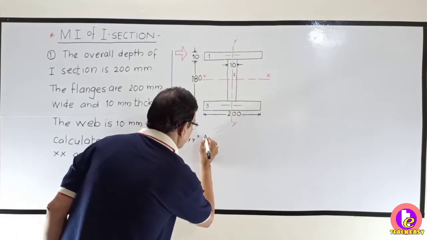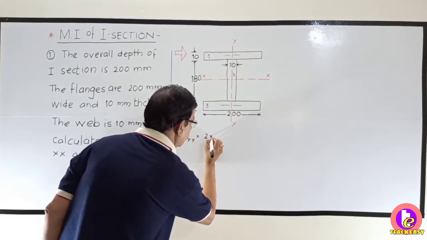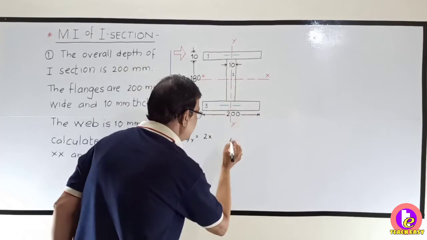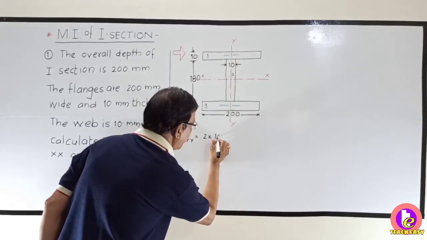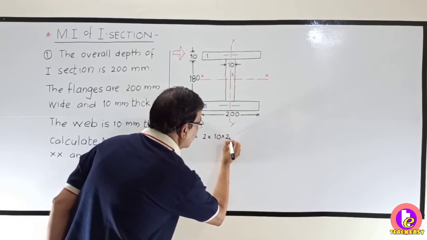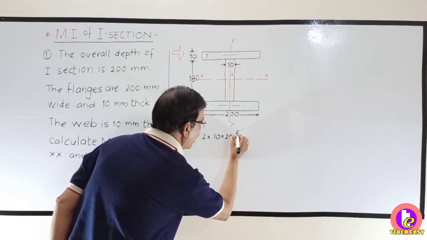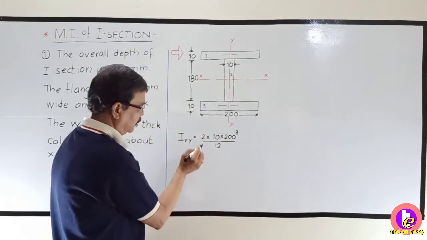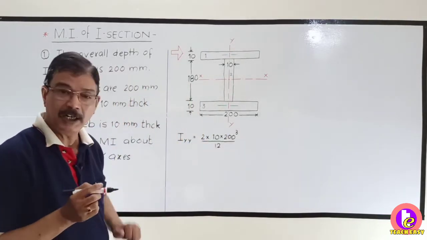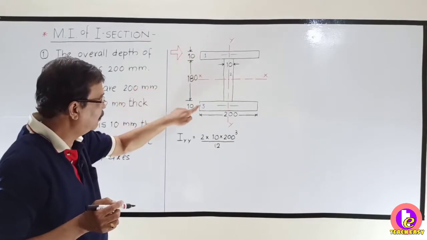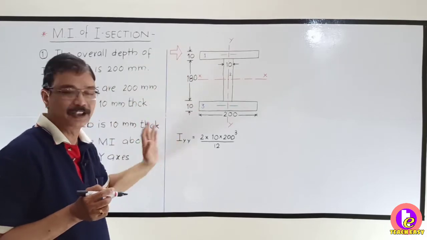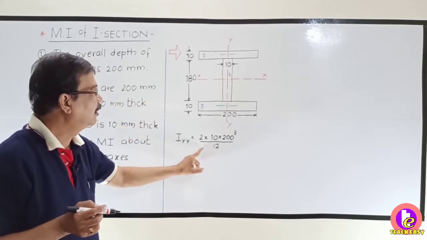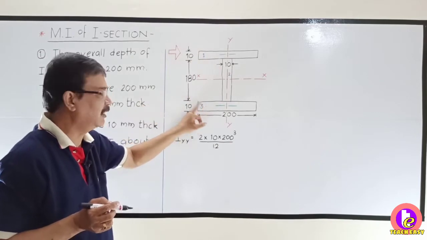So, 2 times IYY, which is DB cube by 12. What is D? D is 10. What is B? B is 200. So, 2 times 10 into 200 cube divided by 12. This is D, this is B cube by 12. Why have we multiplied by 2? Because top flange and bottom flange are of the same dimensions. So instead of writing them separately, I have multiplied it by 2. So this is IYY of 1 plus IYY of 3.